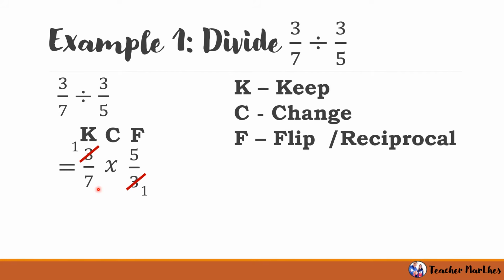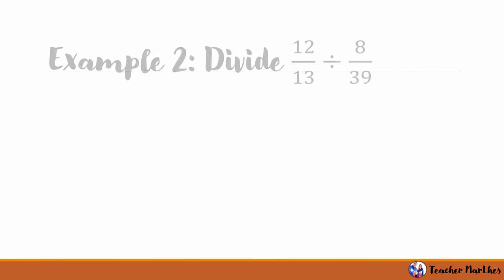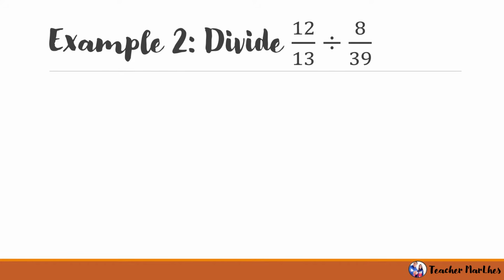So, hindi natin pwedeng i-cancel ang 5 and 7 kasi po ang common factor lang nila ay 1. So, we have 1 times 5, then 7 times 1. So, the answer is 5/7. Since the common factor of 5/7 or the GCF is 1, therefore, naka-lowest term na ang 5/7 and it is the final answer.